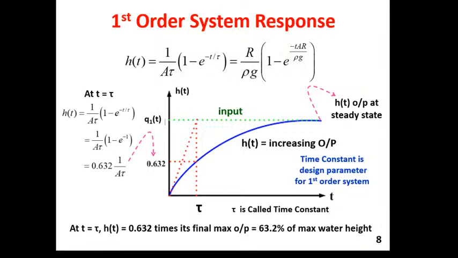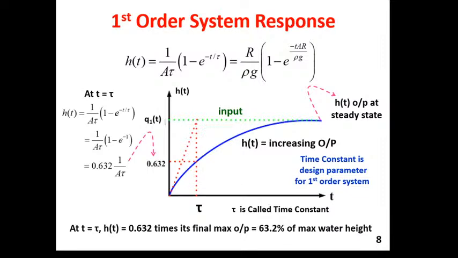You can see that after a certain time 63.2% height is achieved. So, after the tau time the system response is 63.2% of its maximum height. So, this is the definition of time constant.